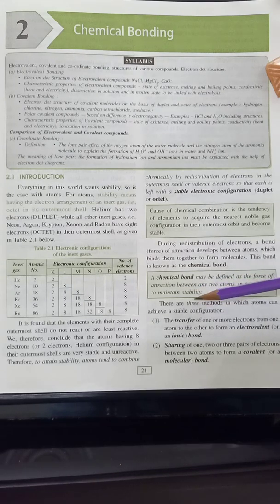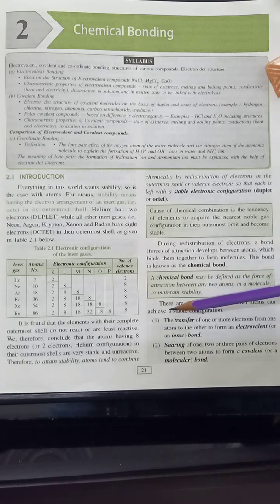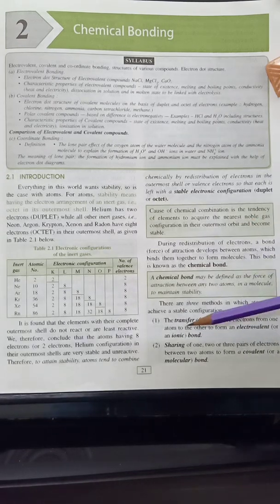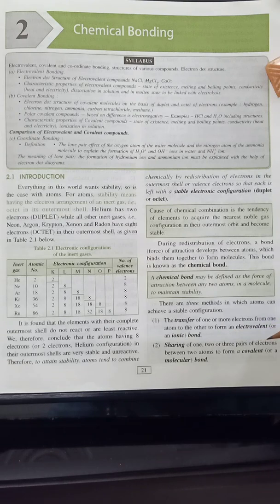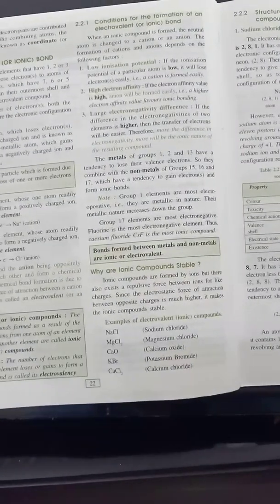Now children, there are 3 methods in which an atom can achieve a stable configuration. First is the transfer of one or more electrons from one atom to the other to form an electrovalent or ionic bond. So an atom can transfer its electron to another atom, that is one way of becoming stable. The second is sharing of 1, 2 or 3 pairs of electrons between 2 atoms to form a covalent or a molecular bond. So children, the second method of becoming stable is by sharing of electrons.